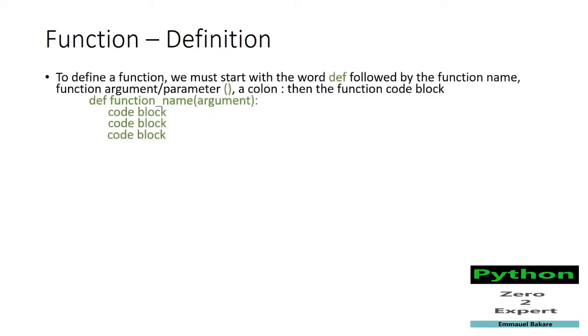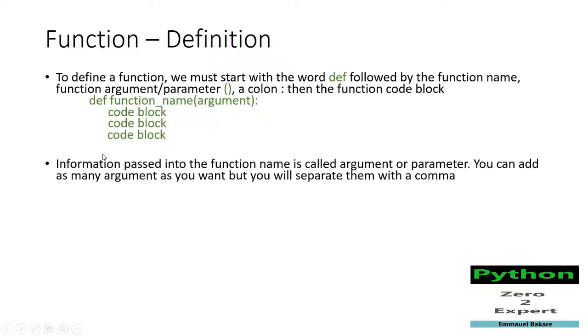To define a function, we must start with the word def, followed by the function name, a function argument or parameter, as some programming languages call it, a colon, then the function code block. Information passed into the function name is called the parameter or an argument. You can add as many arguments as you want, but you will separate them with a comma. This is an example. You can add several arguments in your function. You have argument 1, argument 2, argument 3. So it doesn't have to be just one argument. It could be several arguments in your code.